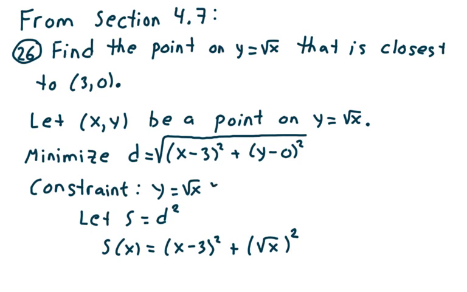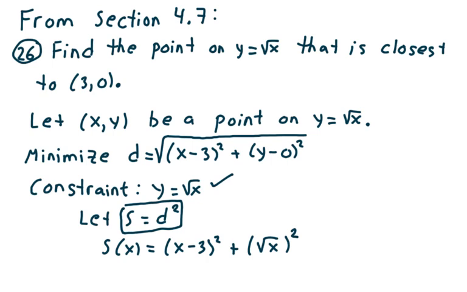The constraint is y equals square root of x. Now, if I minimize the square of the distance, I will have minimized the distance. And so, keeping that in mind, I'm going to let s equal d squared. If I minimize the square of the distance, I will have minimized the distance. And it's easier to minimize the square of the distance because you don't have to deal with any square roots.